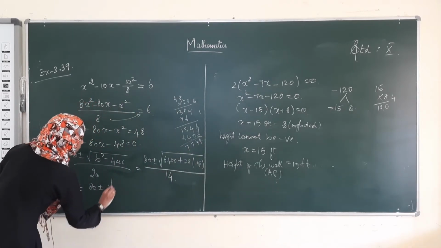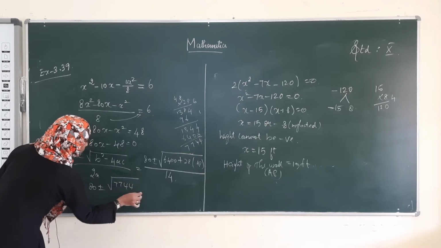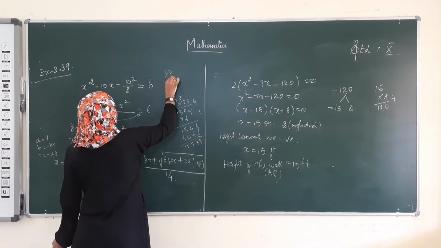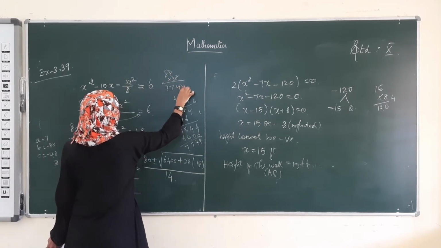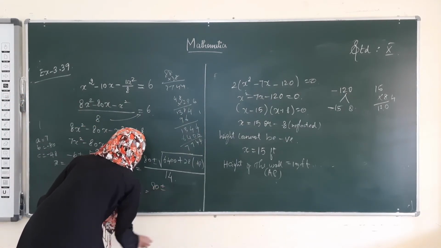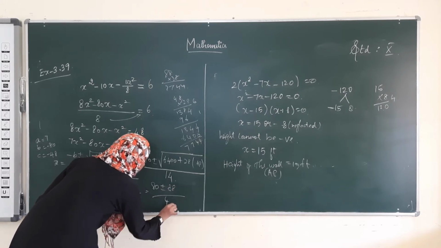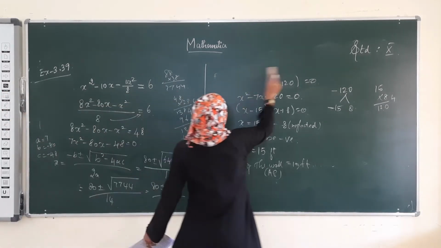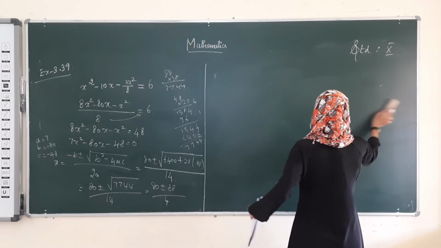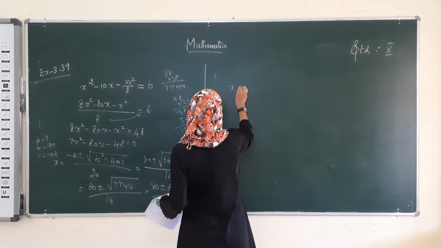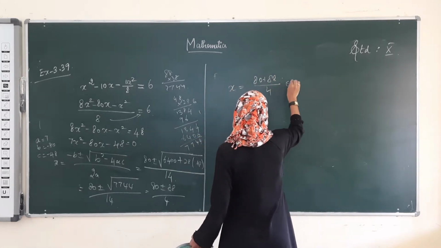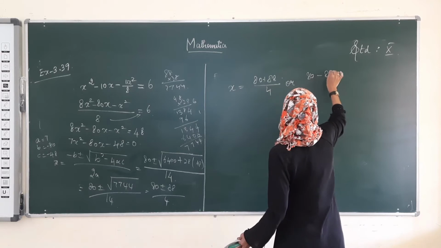7744. So x is 80 plus or minus root of 7744 divided by 14. This is 88, because 88 into 88 becomes 7744. 88 squared is 7744. This is equal to 80 plus or minus 88 divided by 14. Solve this. So the value will be either 80 plus 88 divided by 14 or 80 minus 88 divided by 14.